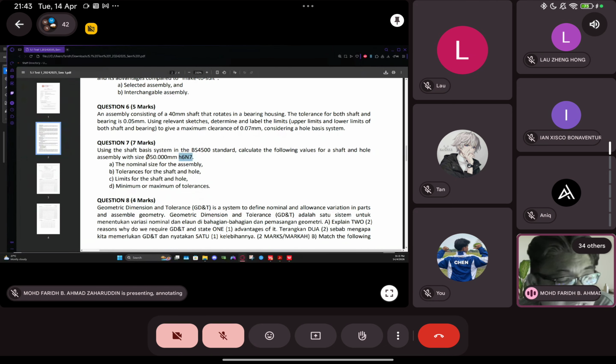Okay, next. What is the tolerance for shaft? 50 minus 49.084, 0.016. 0.016 mm. And what is the tolerance for hole? 0.025 mm. Okay, double check. Is it correct?